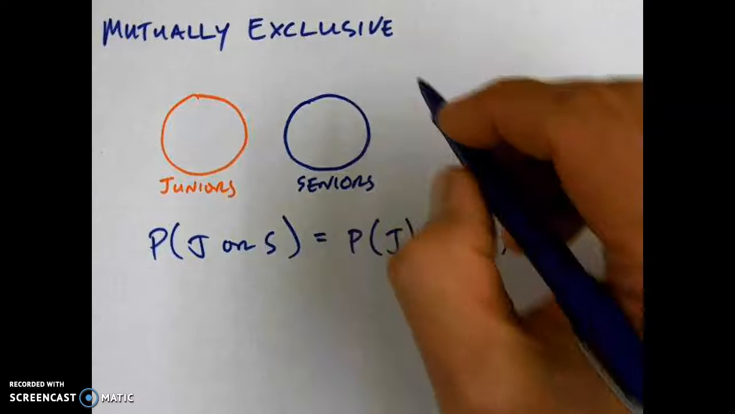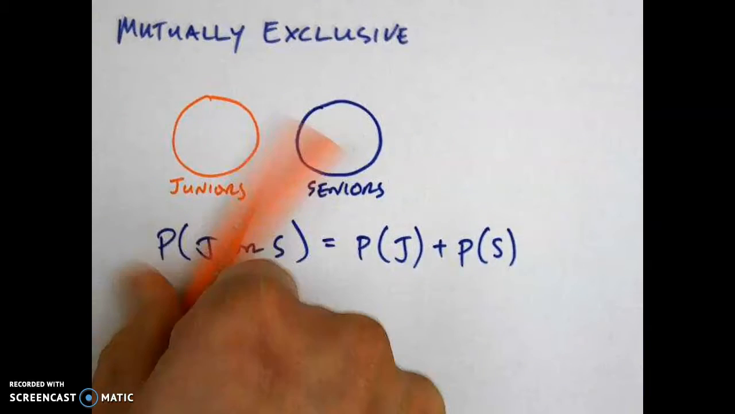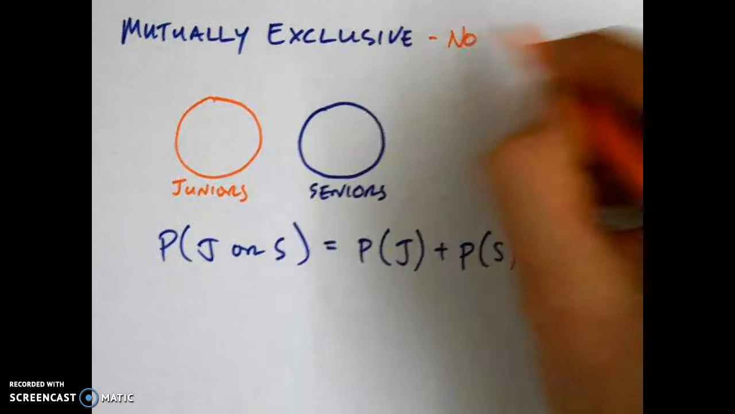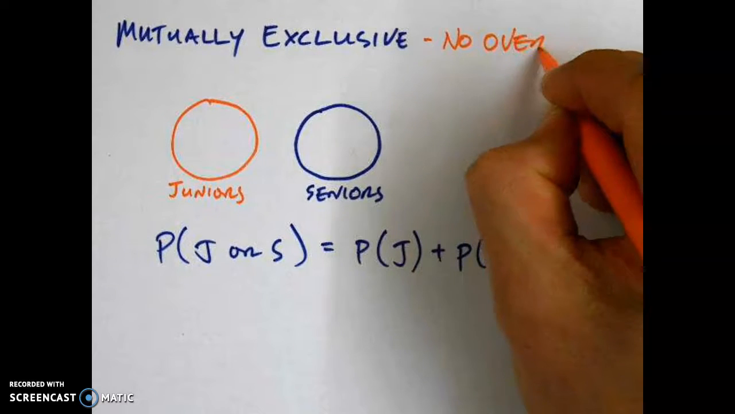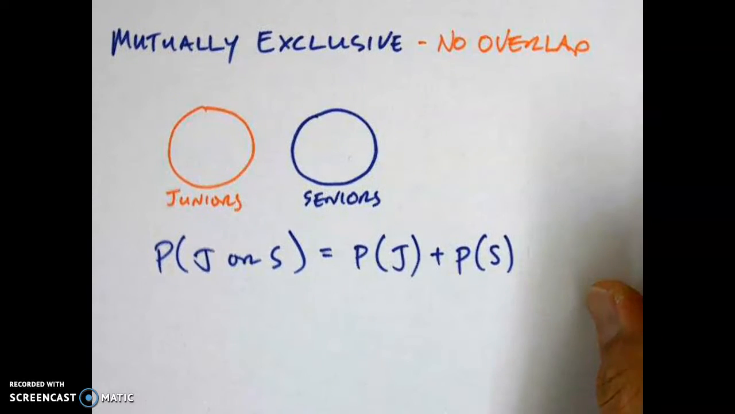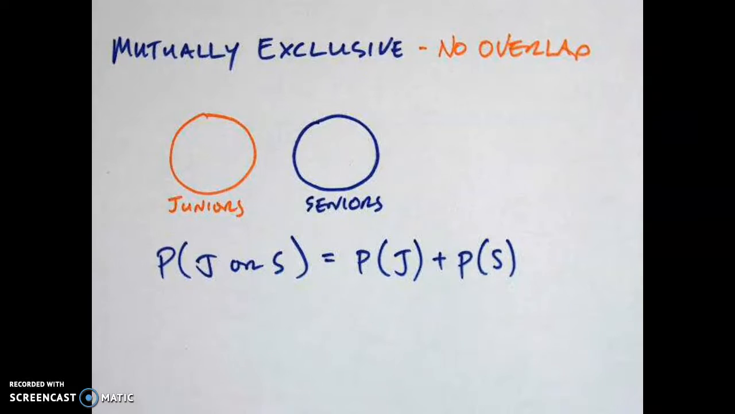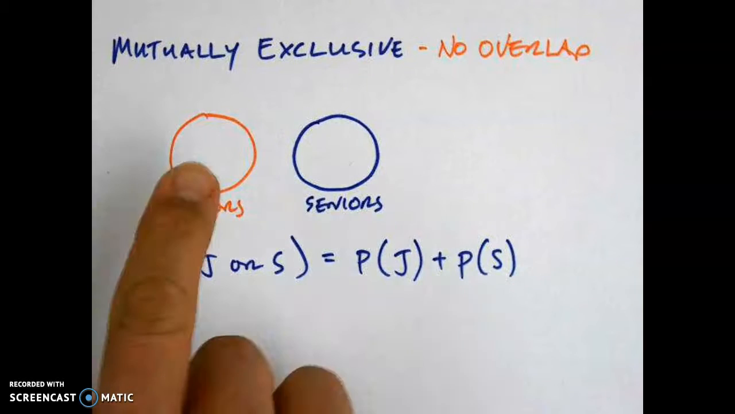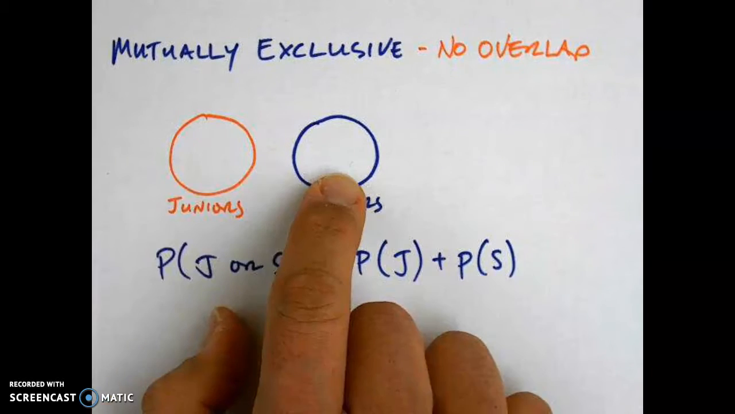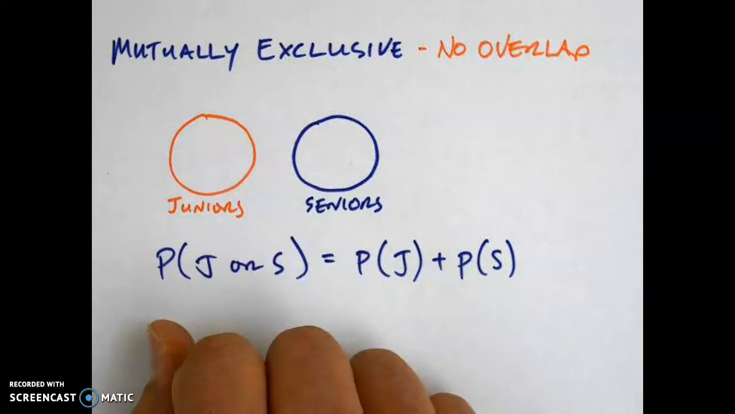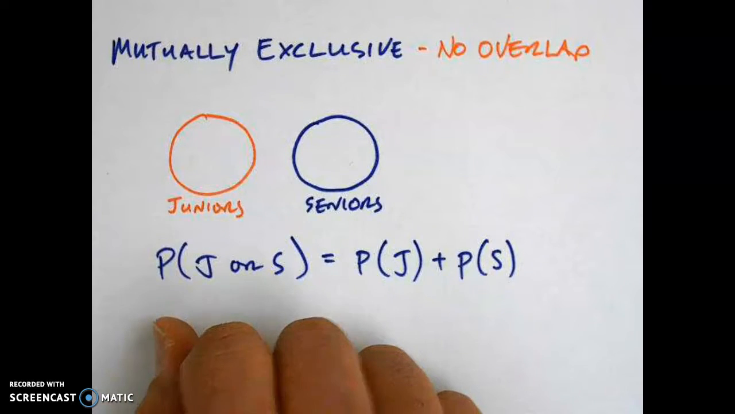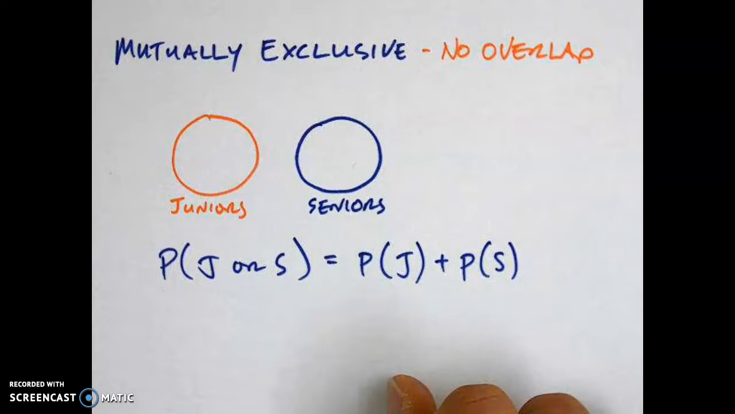Okay, so once again, no overlap. So if we have 20 juniors, 10 seniors, 30 out of 100, 30 out of 100 will be your answer. Yes? Okay.